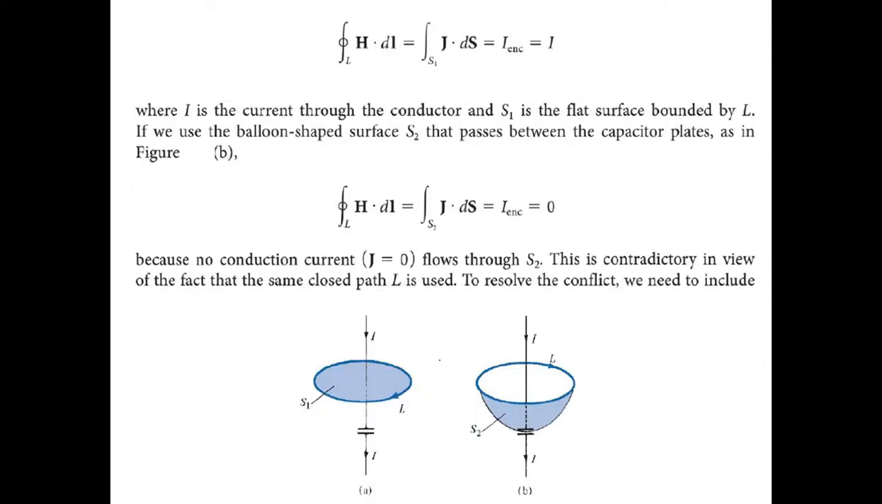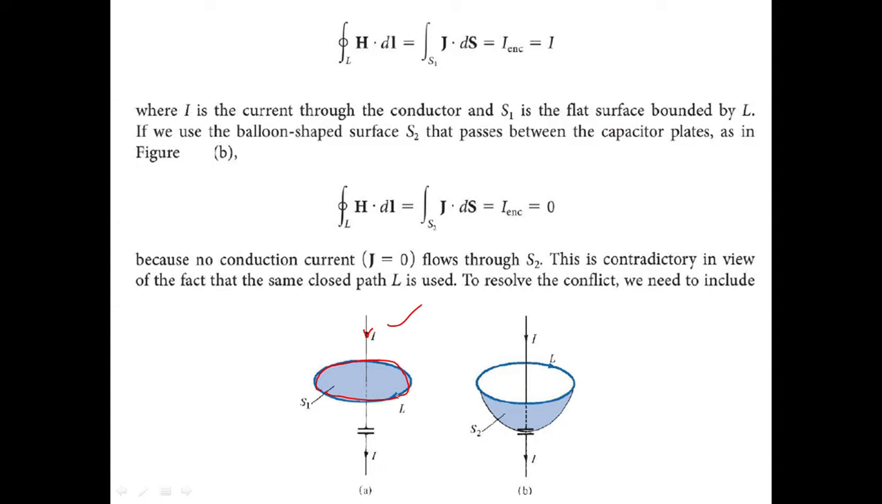Now just see this figure. Here we have a circuit where we have a wire which is connected to the capacitor, and the current flowing through this wire is I, right? We are considering two cases here. By applying Ampere circuital law, we get this kind of loop, right? So there is no problem in solving such problems.